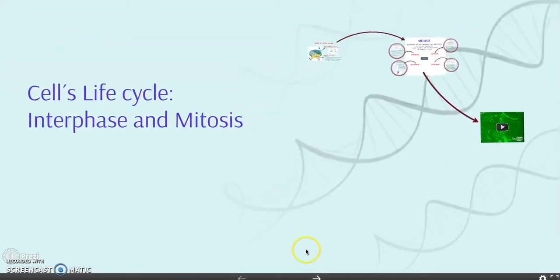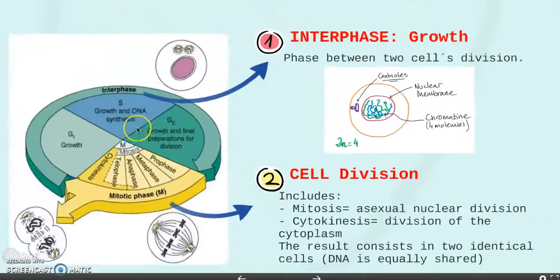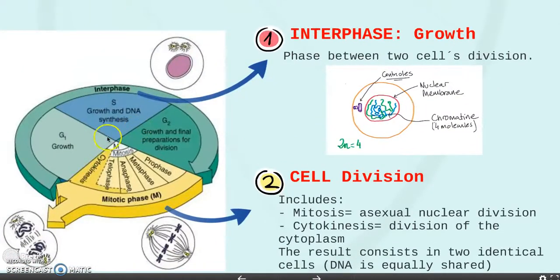In this detailed scheme here, we differentiate two main situations in a cell's life. The green period belongs to what is called interphase, and the yellow one represents the division of a cell into daughter cells. Interphase is the phase that takes place between two cell divisions. During this time, the cell functions as it is meant to do.